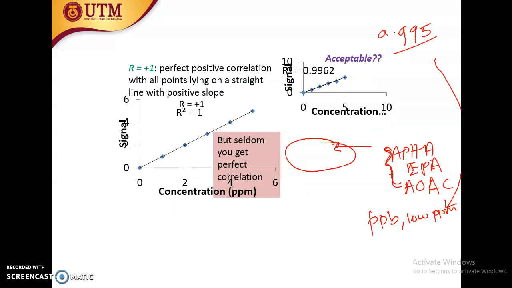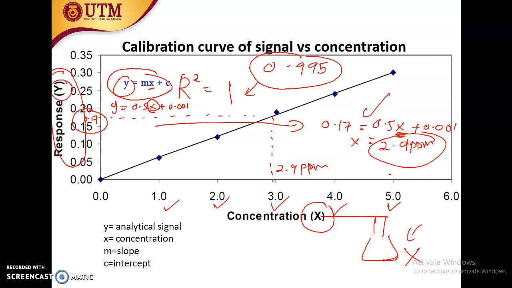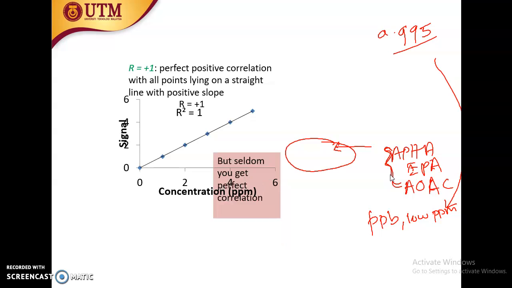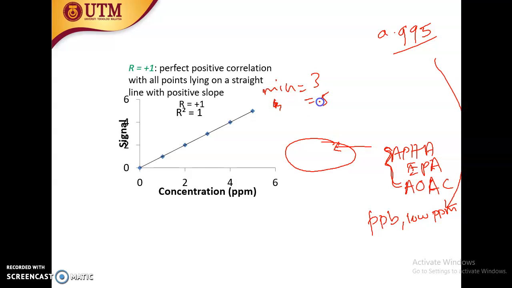Okay, so before I go further, I want to discuss this point. The minimum is to have 3 points, but the best is to have 5. Okay, 1, 2, 3, 4, 5. This is not counted because this is blank. Blank means that there's no analyte inside your matrix. But you have to run blank so that you know the instrument is okay.